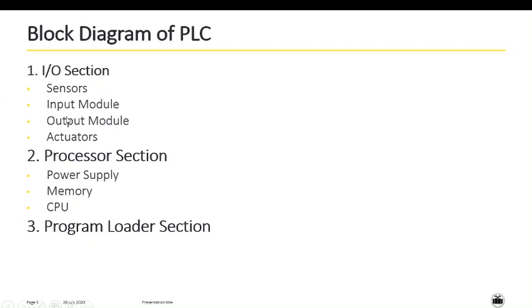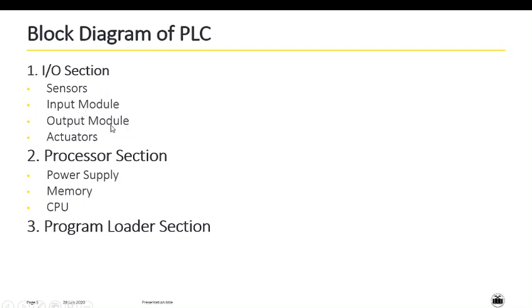Input module will take the input from the sensor and convert it into the appropriate format which is required by the PLC. So what kind of format is required by PLC? It requires 12 volt or 24 volt or 48 volt. So depending on the configuration of PLC, it converts it into 12 volt or 24 volt. So this is the minimum voltage required by the PLC. So this is the function of input module.